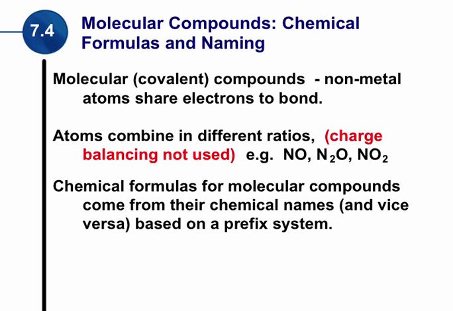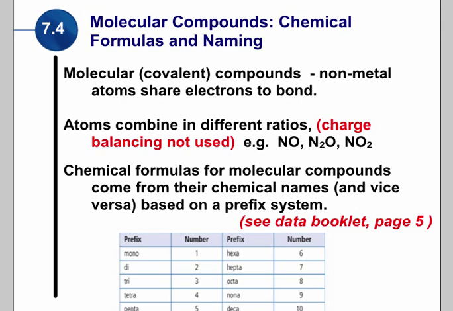So what we do then is the chemical formula for the molecular compounds comes from their names, the actual word names. And they're based on what we call a prefix system. And this prefix system involves the prefixes that you actually have in your data booklet. And if you turn to page 5 in your data booklet, you will see all these prefixes that we are going to use throughout our naming of molecular compounds. So we need to keep that data booklet page 5 as well as our periodic table to start naming some of these molecular compounds.